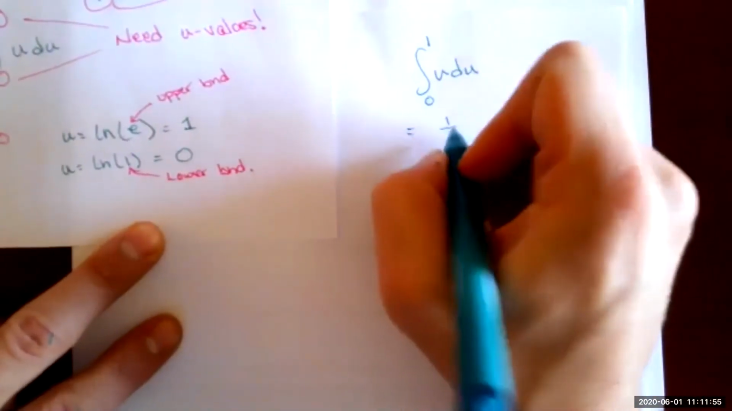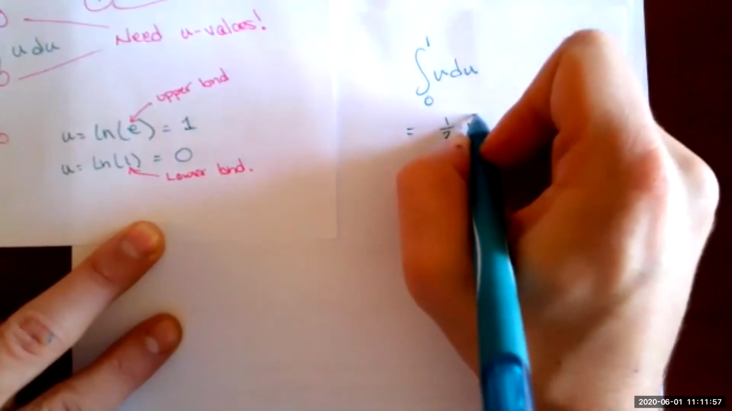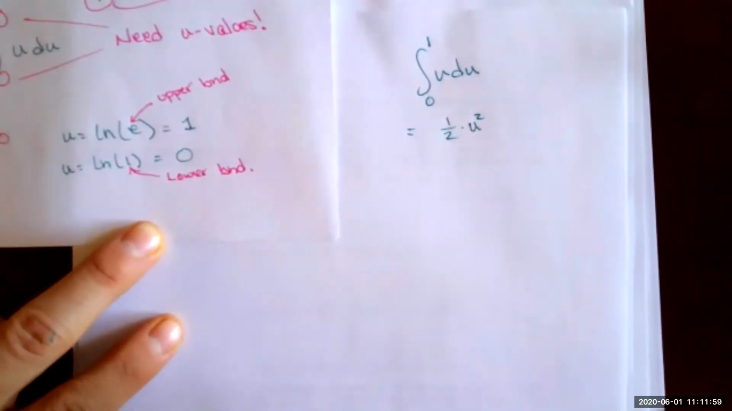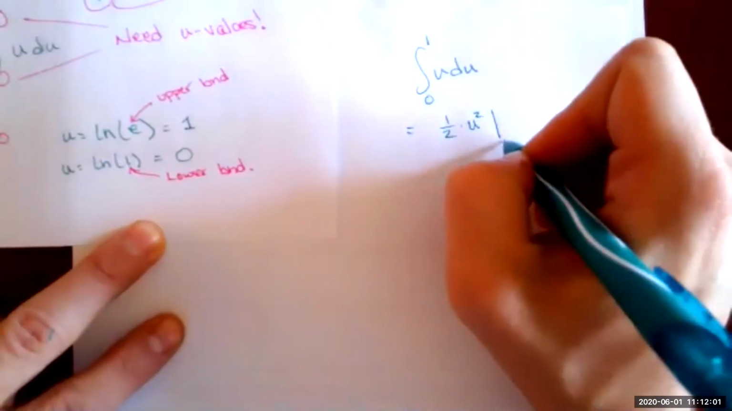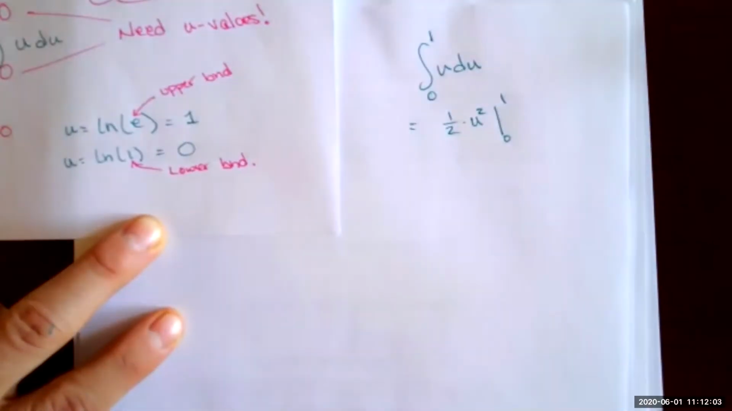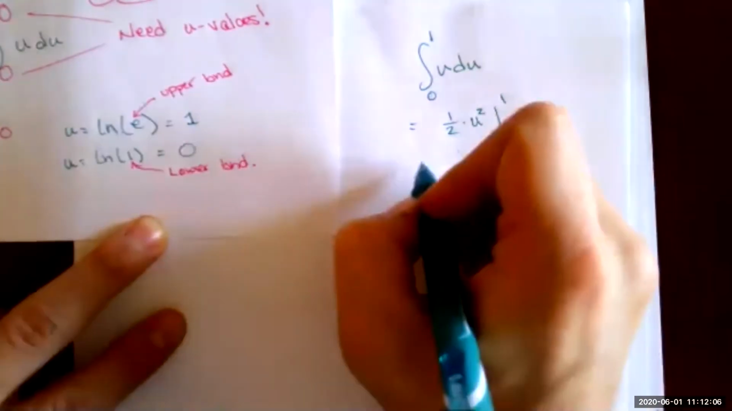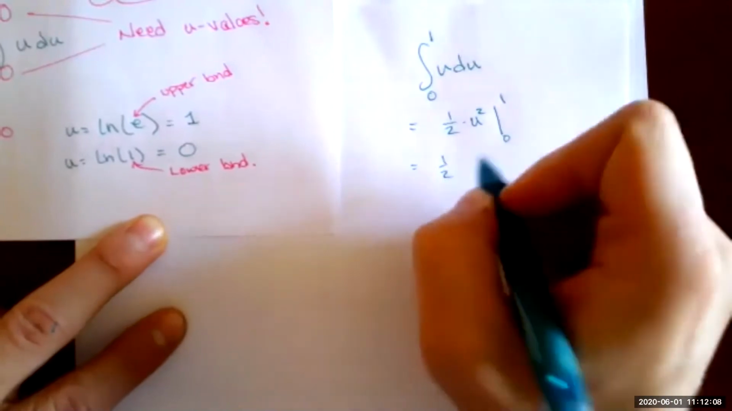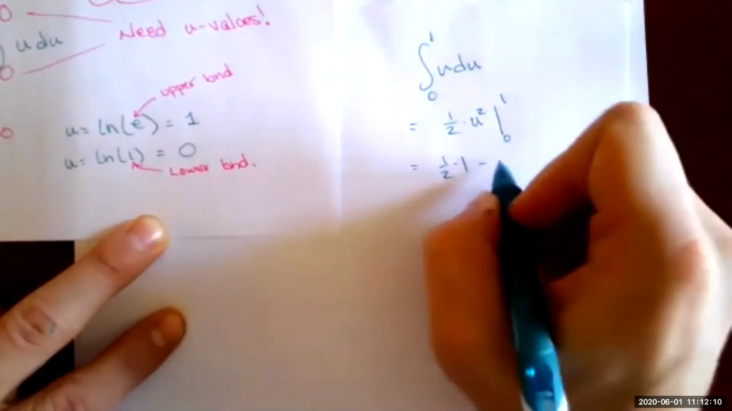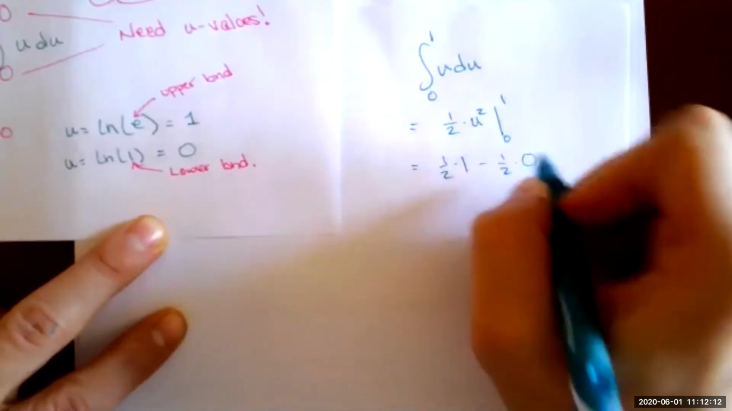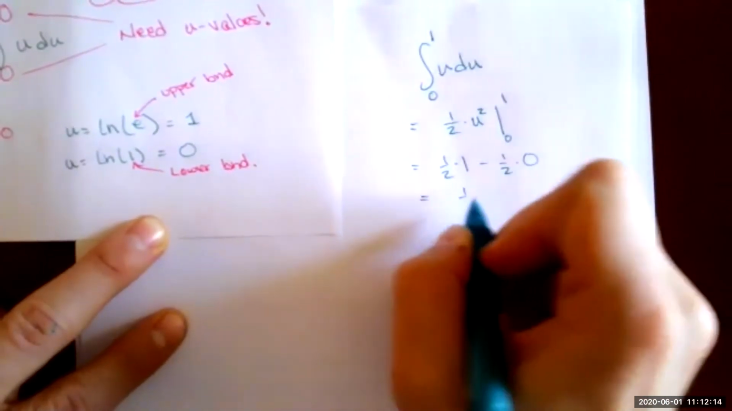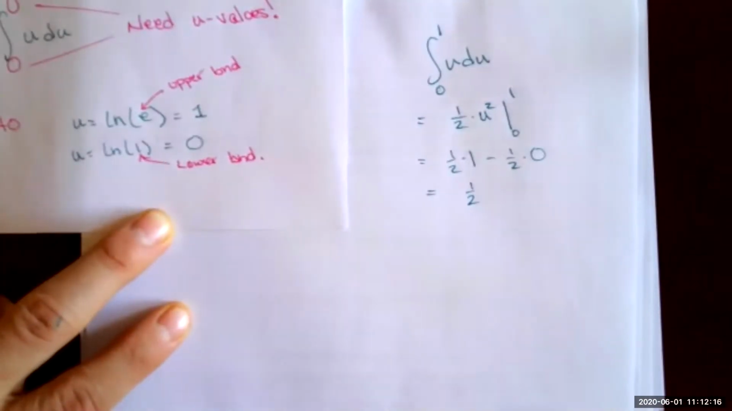And u du, that's an easy integral. That's just going to go to 1/2 u squared. We don't need a plus constant because we've got a definite integral, and my bounds are 0 to 1. We evaluate. So we'll get 1/2 times 1 minus 1/2 times 0, and we just get 1/2 for that.